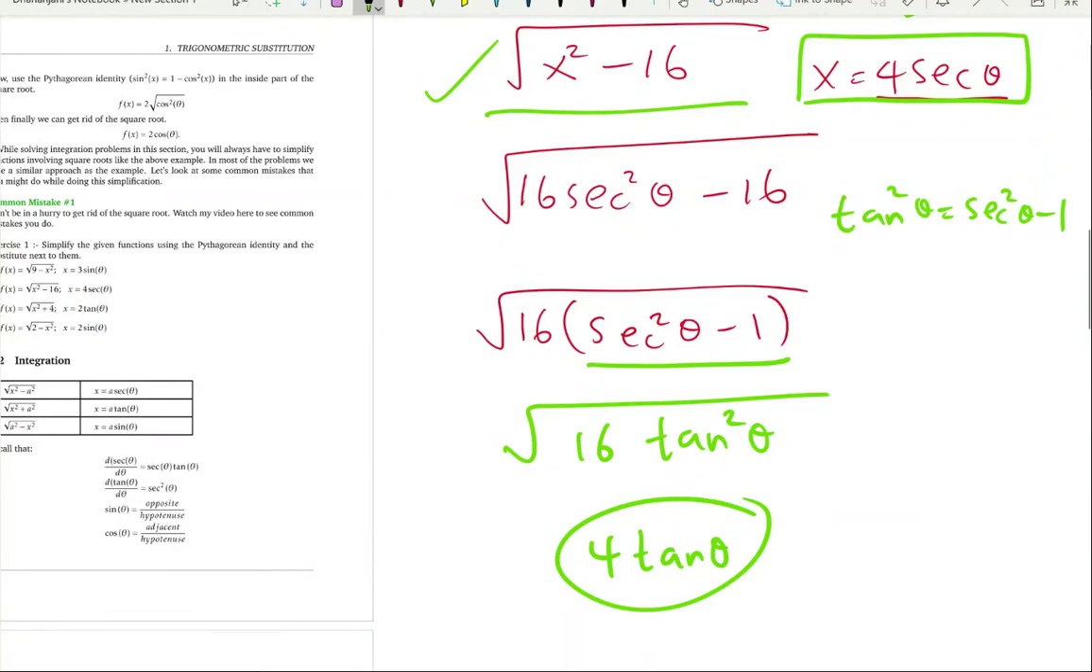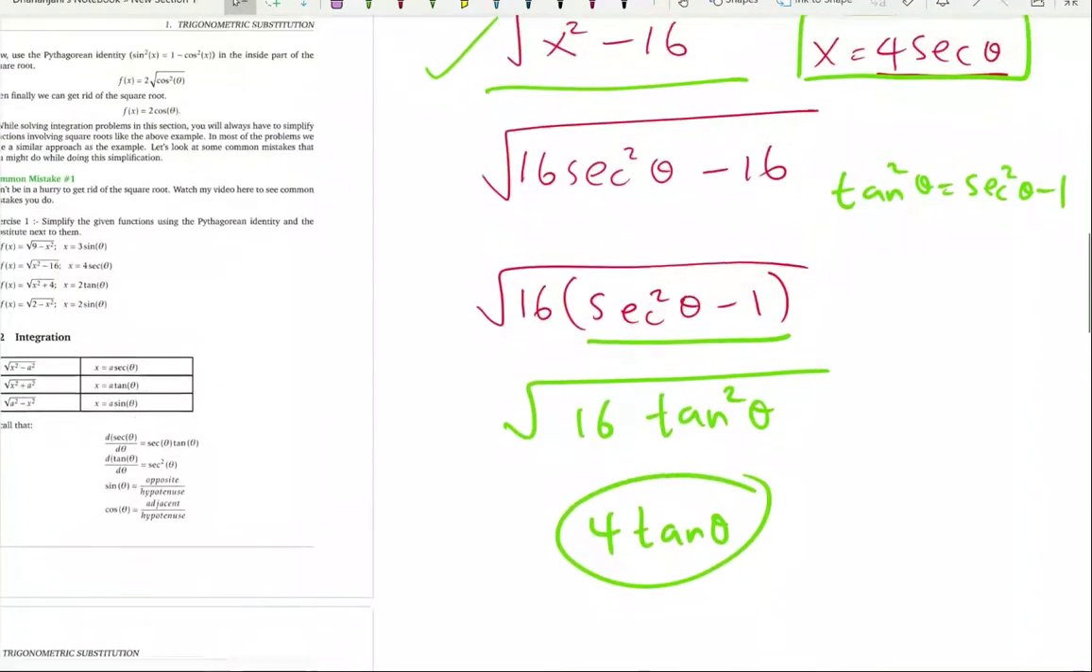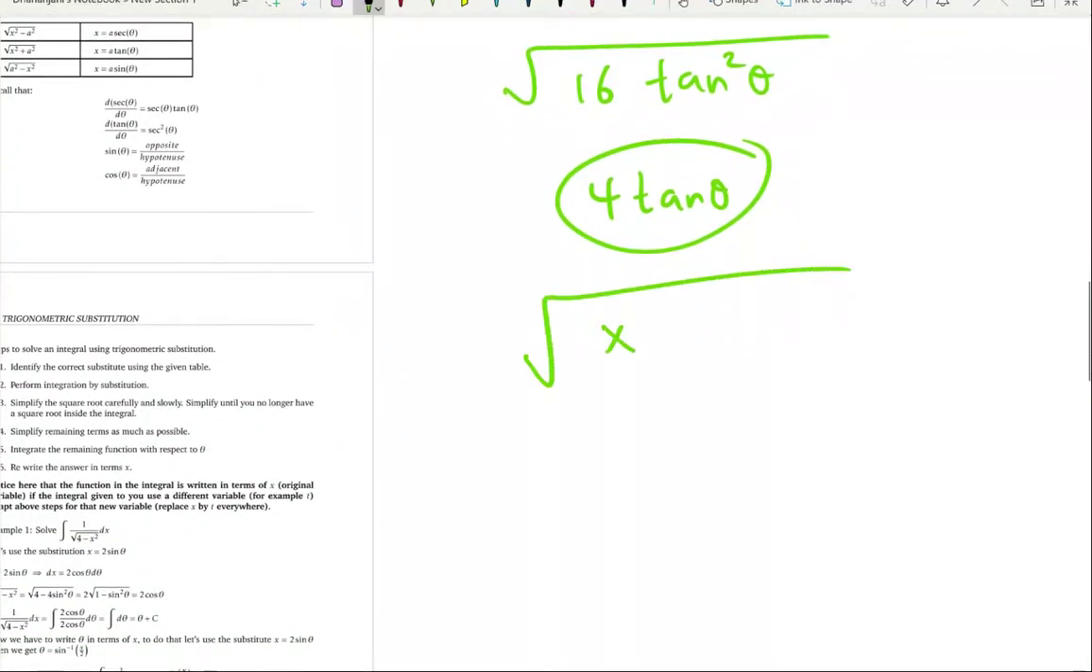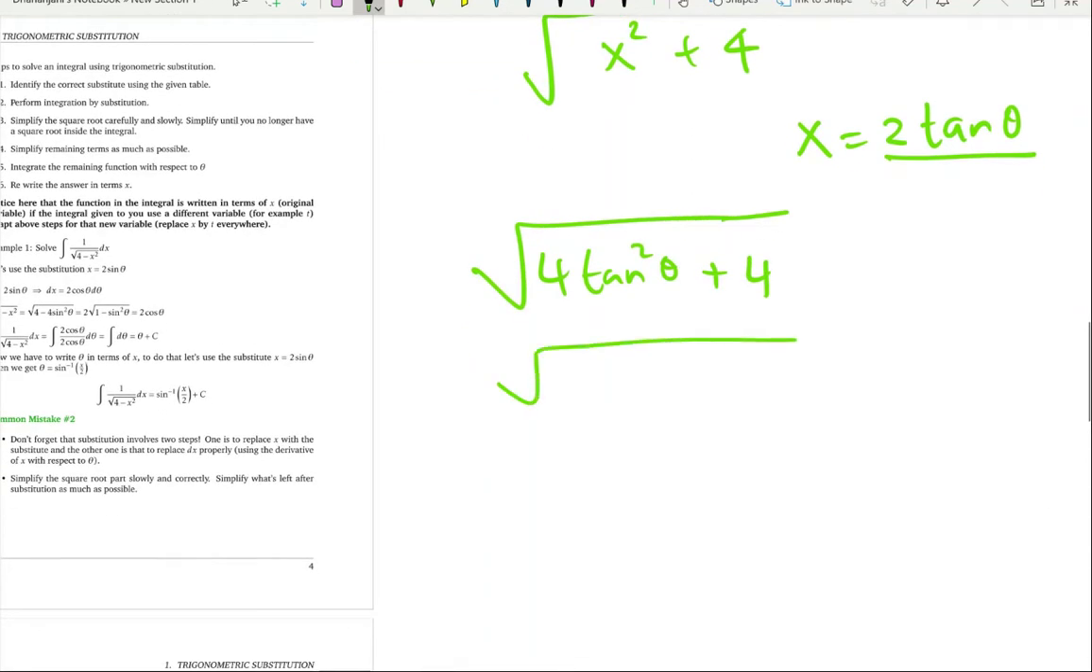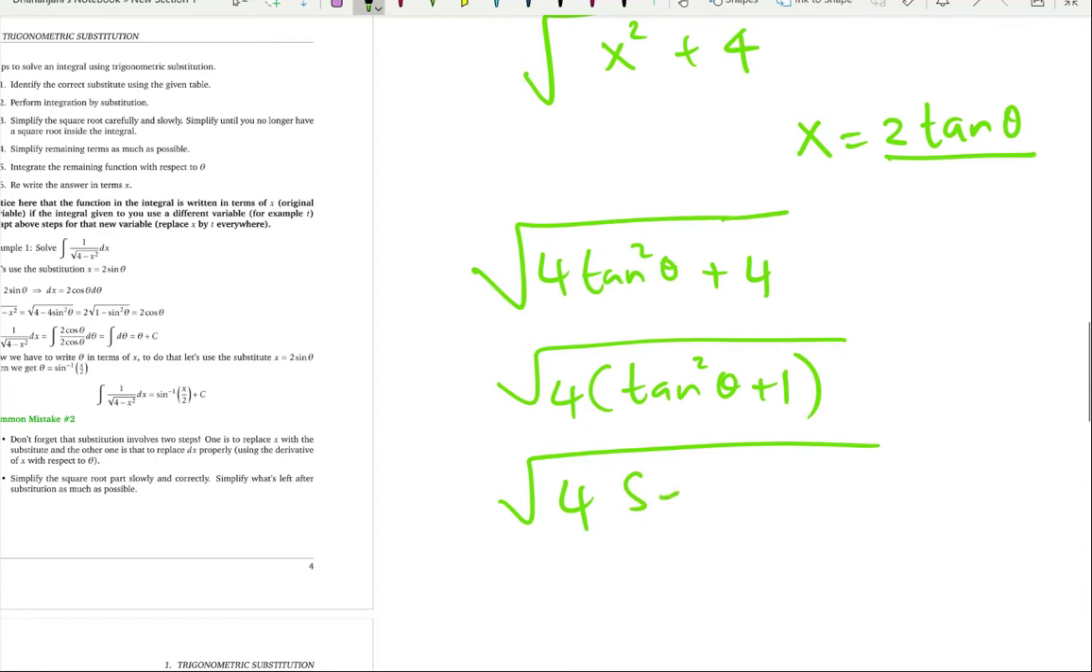Okay, so let's do another example. Just quickly, square root of x square plus 4, and the substitution is given as x is equal to 2 tangent theta. Let's see what happens. So let's substitute. x square is 2 square tangent square theta, so it's 4 tangent square theta. Again, as you can see, there's a common number. Take out the common number within the square root. Now what is tangent square theta plus 1? It is secant square theta. Again, Pythagorean identity, secant square theta.